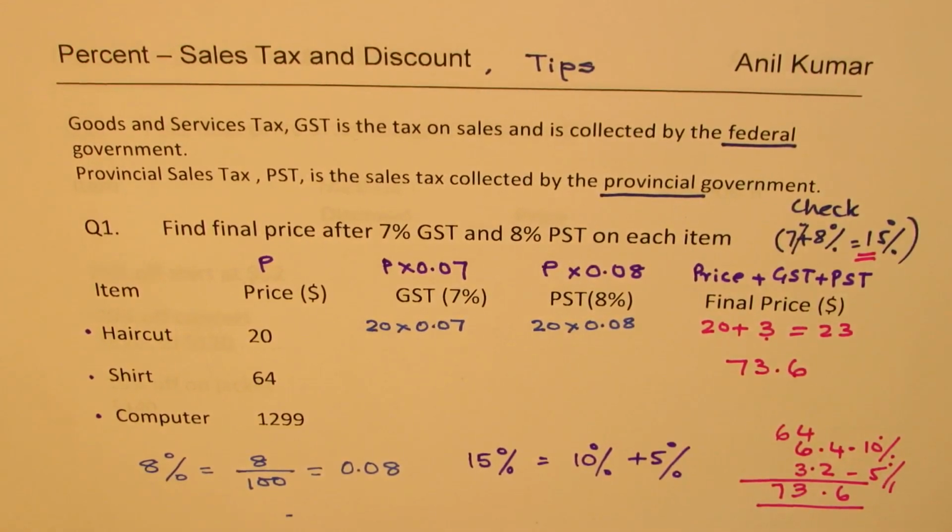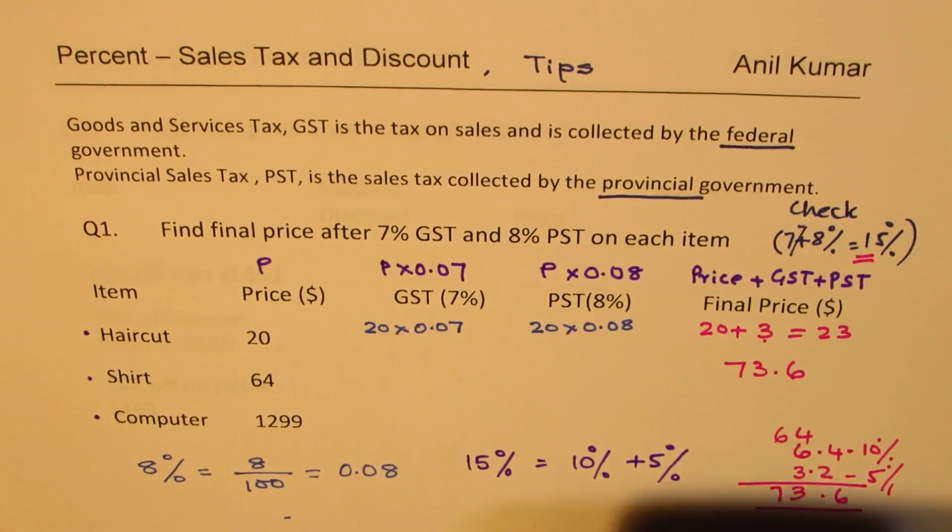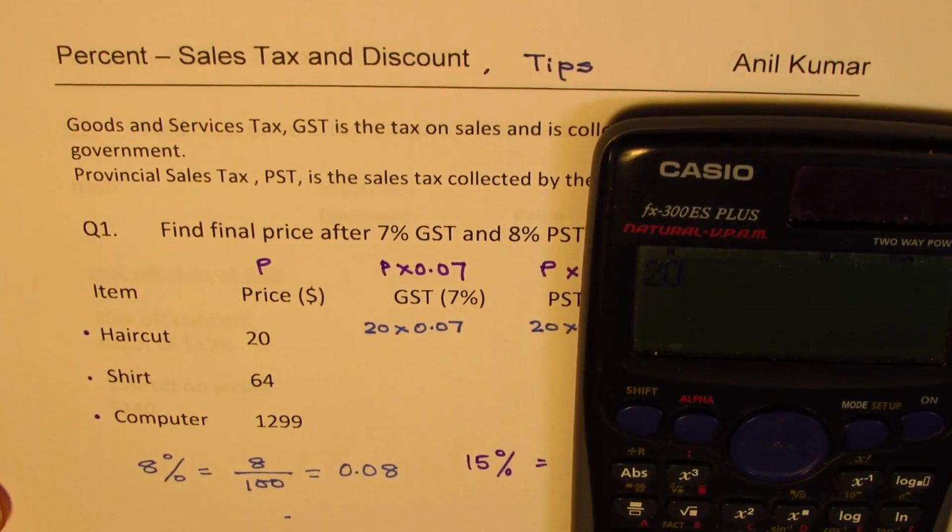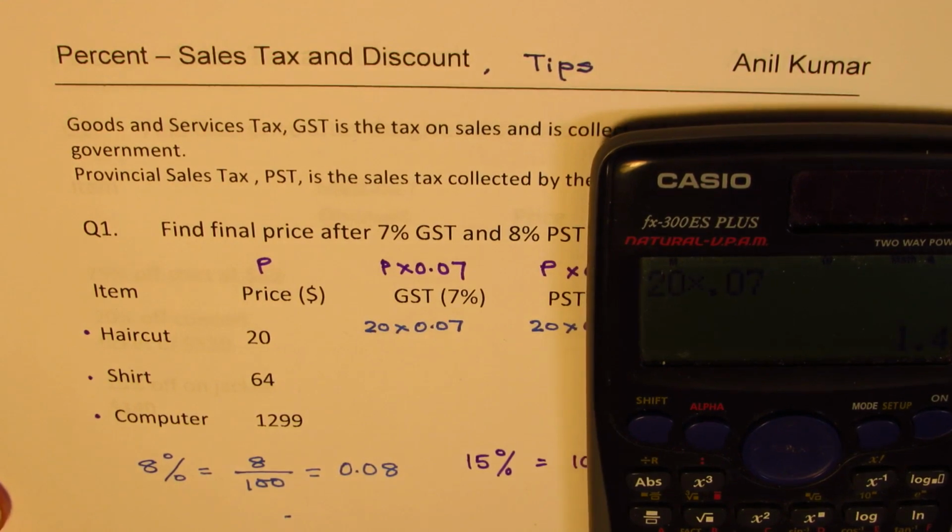Now let's do our calculations and try to see whether our estimates are right or not. At times, in some questions, you may be required to only do the estimates. So let's do the very first one, which is 20 times 0.07. How much do we get in decimals?